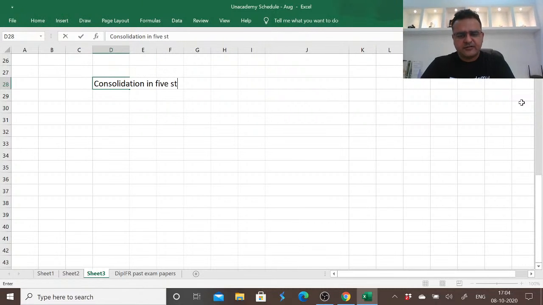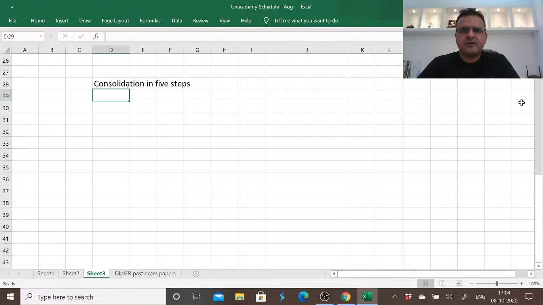So when I say consolidation in 5 steps, you may be wondering how this complex mechanism of consolidating the financial statements of two companies can be done in just 5 steps. Yes, it is possible.